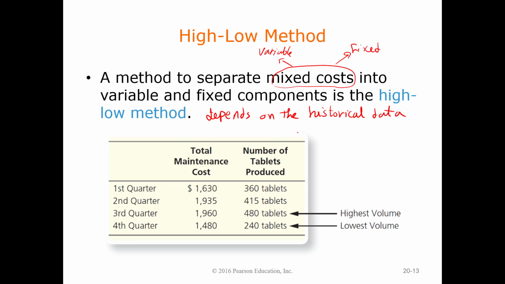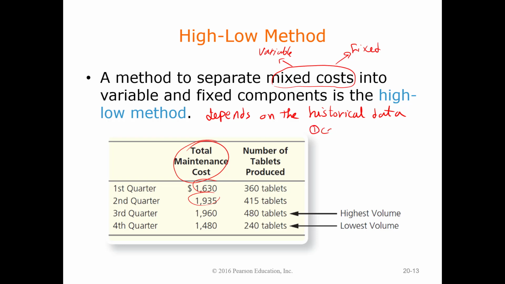Of this cost. For example, I'm talking here about a total maintenance cost, and I'm saying that at first quarter the cost was 1,630 when we used to produce 360 tablets. We have the second quarter, the third quarter, the fourth quarter, okay, and the factory manager wanted me to separate these costs into variable and fixed. Then I said, okay, I will get this historical data that already happened, and I will start applying the high-low method. The high-low method has 3 steps.